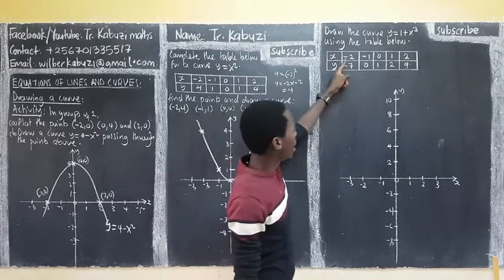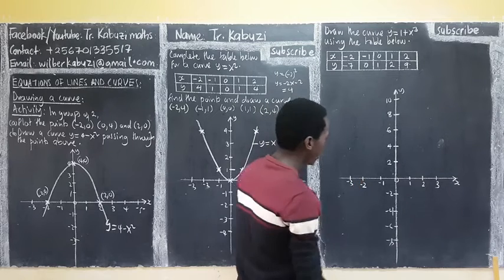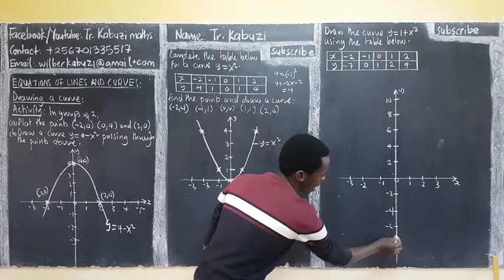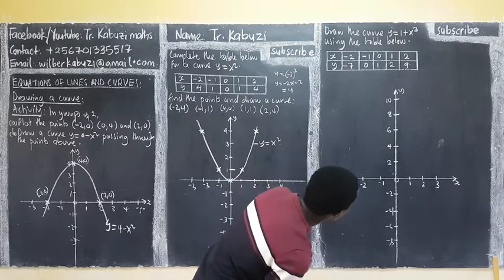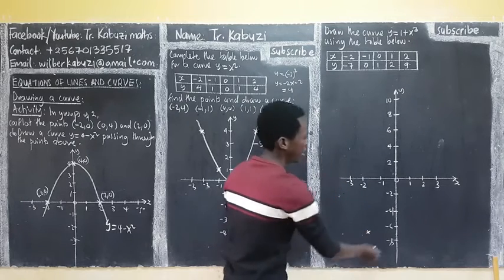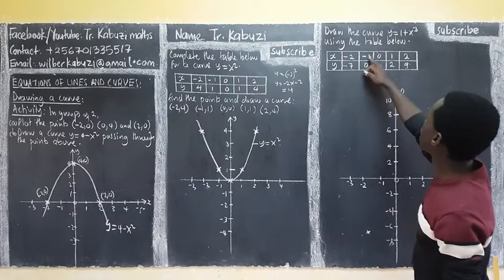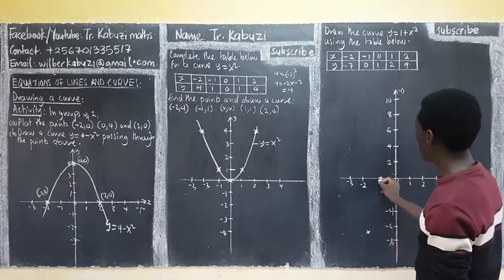So here I have x is negative 2, y is negative 7. Negative 2, negative 7. Negative 7 is between negative 6 and this, so it's going to be here. I think it's going to be there. Yeah, here. Then I come, negative 1, 0. Negative 1, 0. It's there.